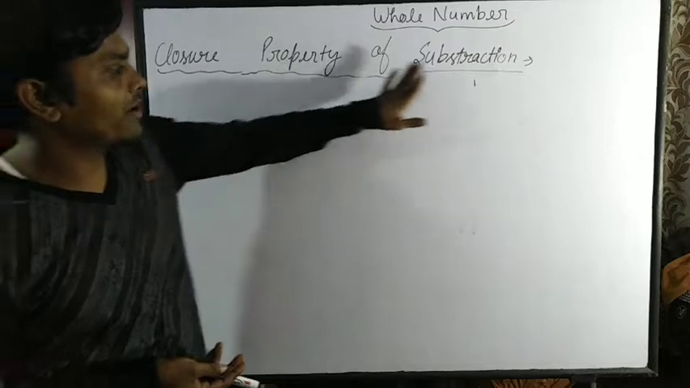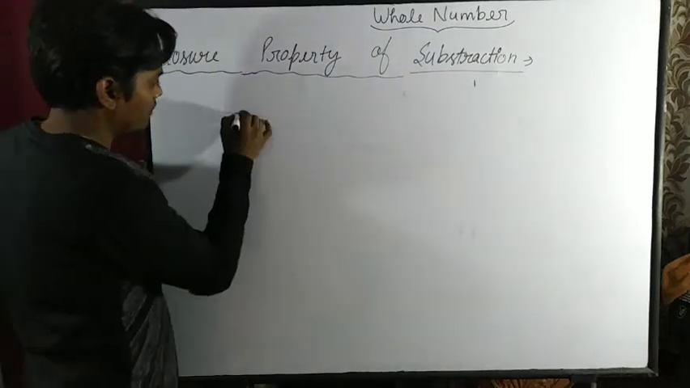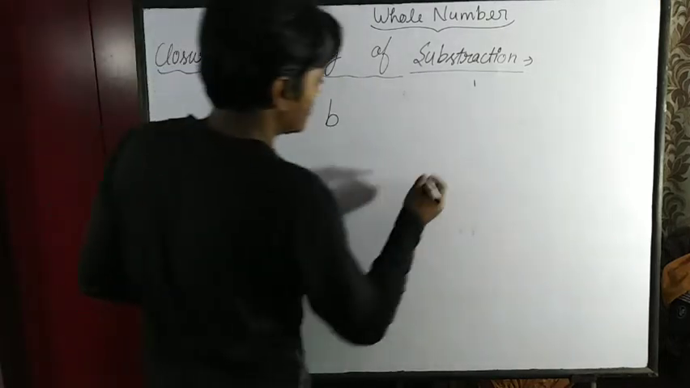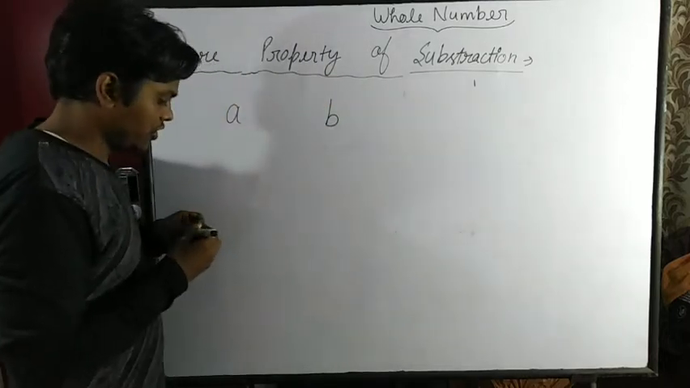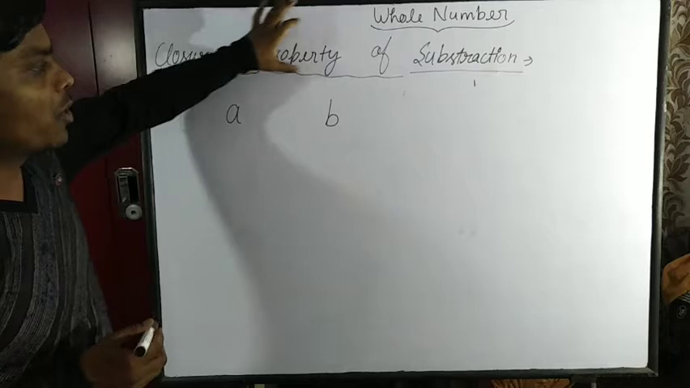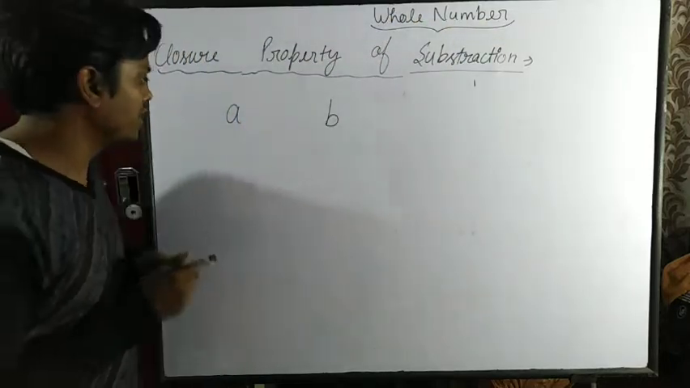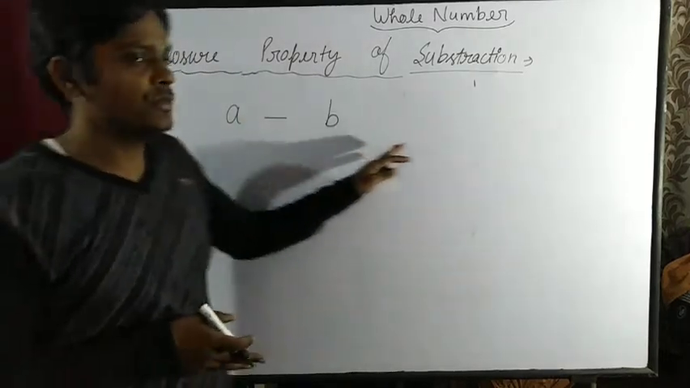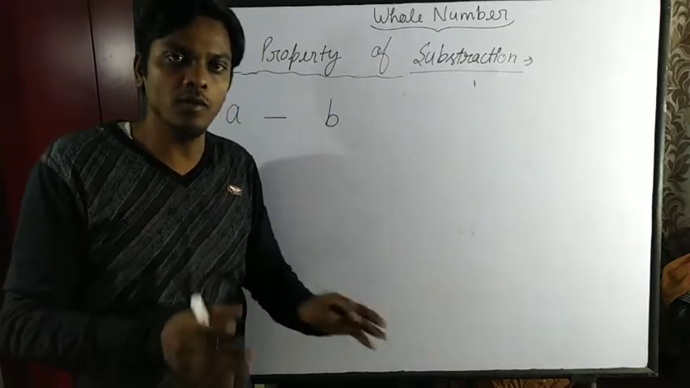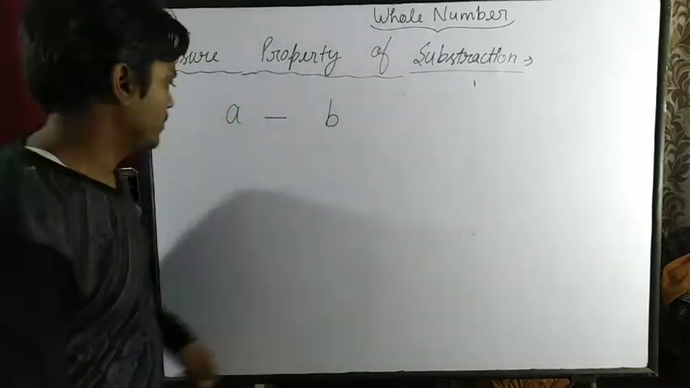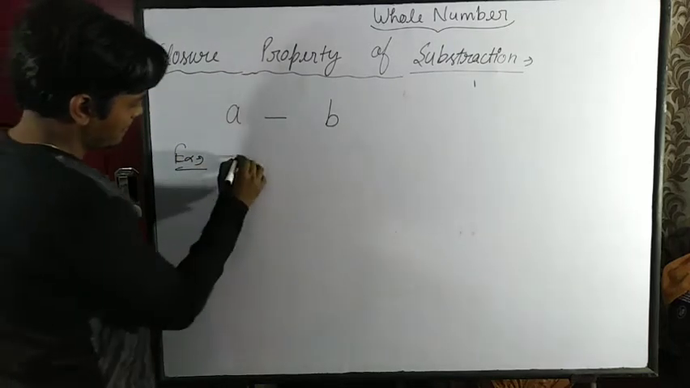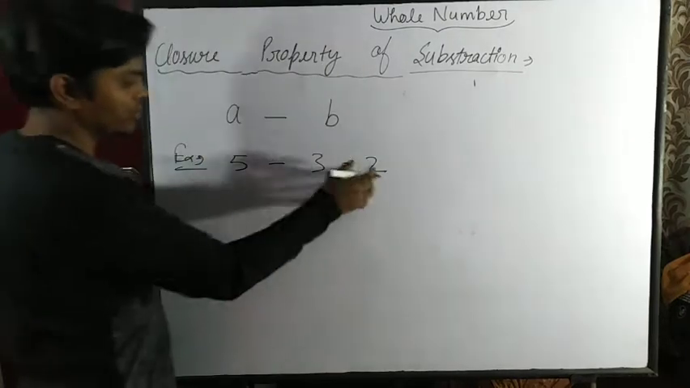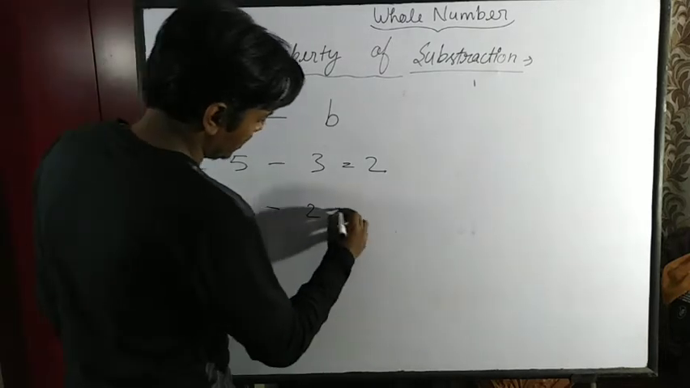Now the first one is the closure property of subtraction. If we have A and B, two whole numbers, what is the closure property of subtraction? A minus B. If we subtract these two whole numbers, then the result will always be a whole number. So the subtraction of two whole numbers is always a whole number. For example, 5 and 3. 5 is a whole number, 3 is a whole number, 5 minus 3 is equal to 2. 2 is also a whole number. 3 minus 2 is equal to 1.